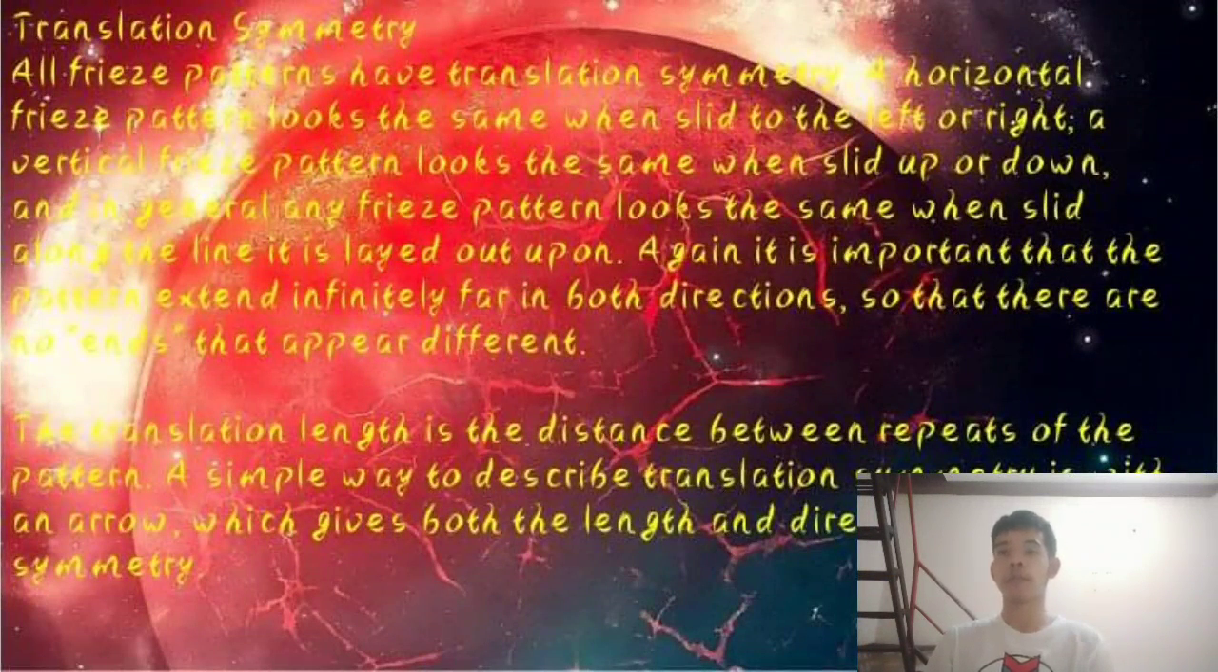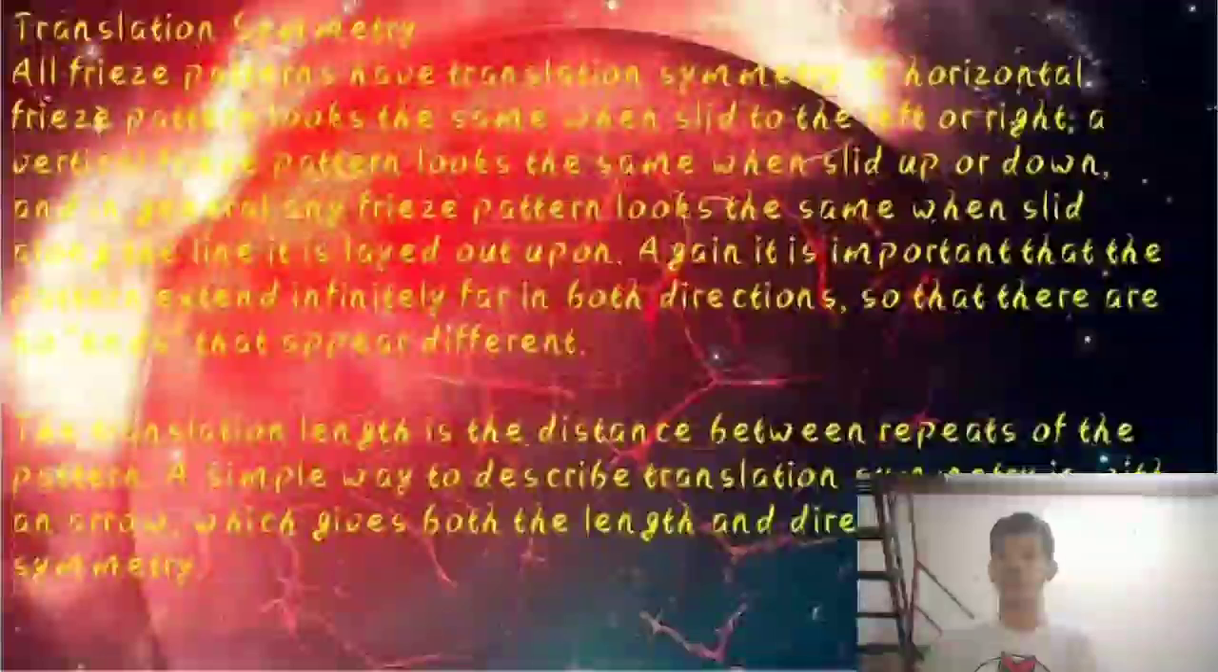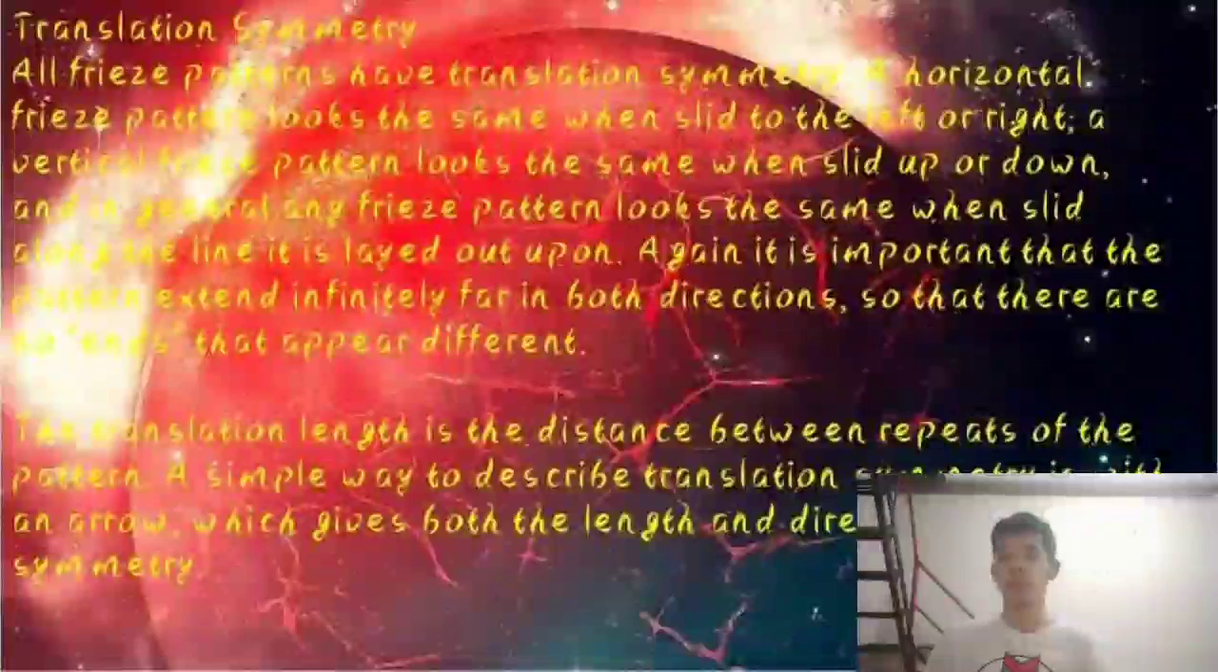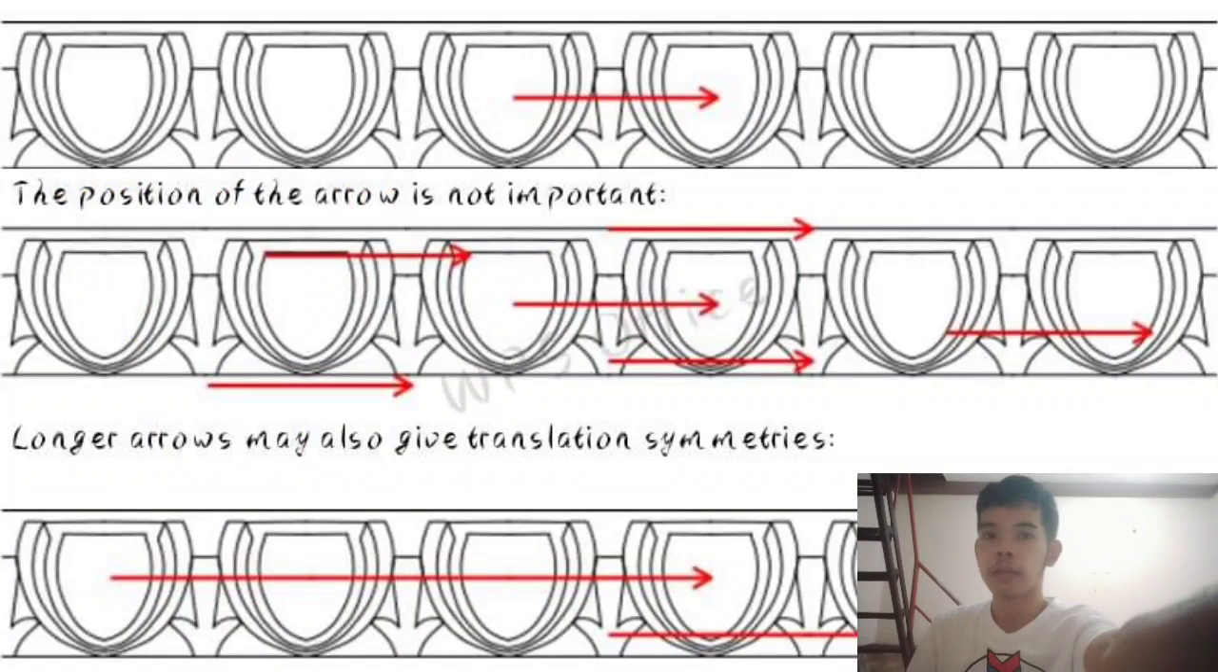Again, it is important that the pattern extends infinitely far in both directions, so that there are no ends that appear different. So it says that all the patterns, or all the arrows, have no end appearing. So there is no end in any example like this.